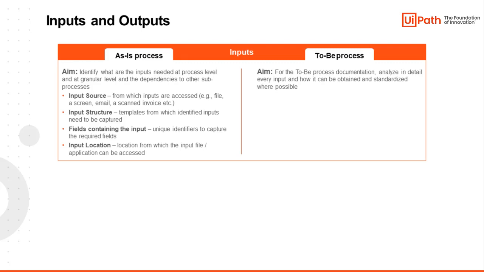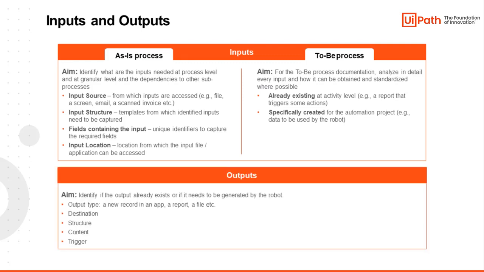In the to-be process documentation, the business analyst needs to make sure that every input and source is thoroughly analyzed and standardized whenever that's possible. Inputs can be drawn from pre-existent files included in activities, for instance, a report that triggers some actions, or specifically created for the automation project that includes data posted for the sole purpose of being used by the robot.